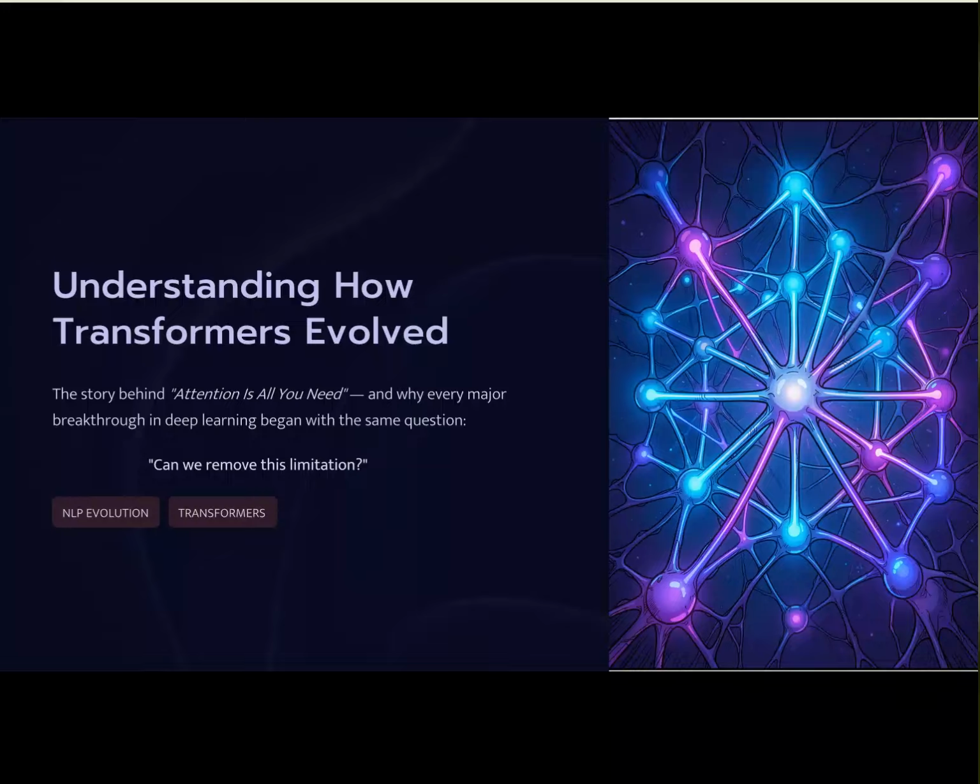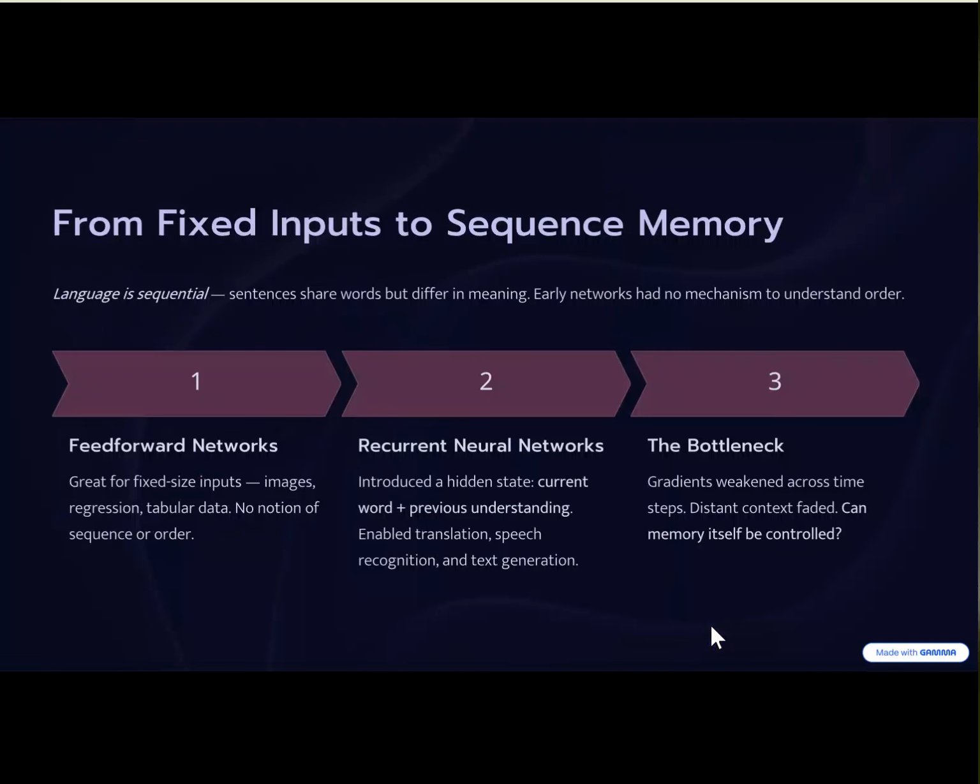And now we know where it started every time. Can we remove this limitation? This is a standard one, right? Starting from the feed-forward neural networks, let's go back to the early days. Traditional neural networks worked extremely well for problems where inputs had a fixed size. We feed in an input vector, it passes through layers, and we obtain an output. This worked beautifully for image classification problems, regression problems, and structured tabular data.